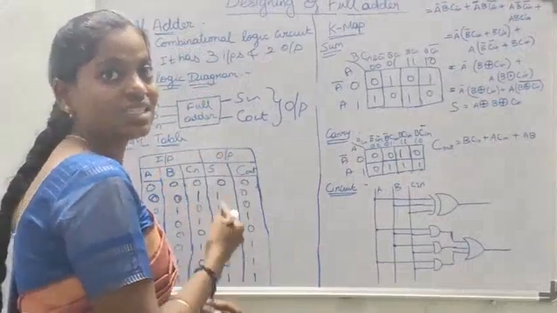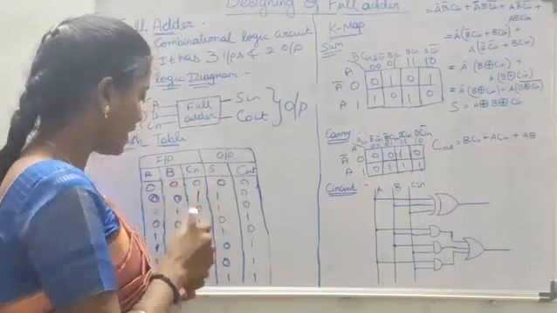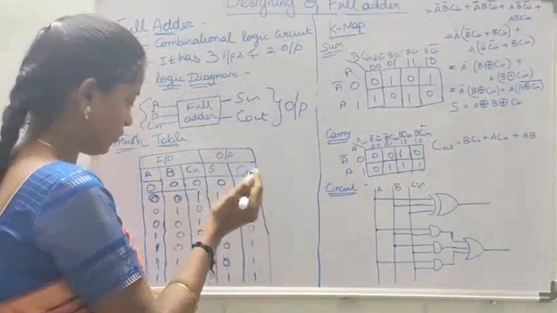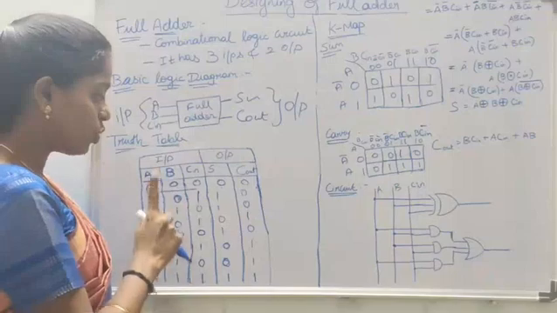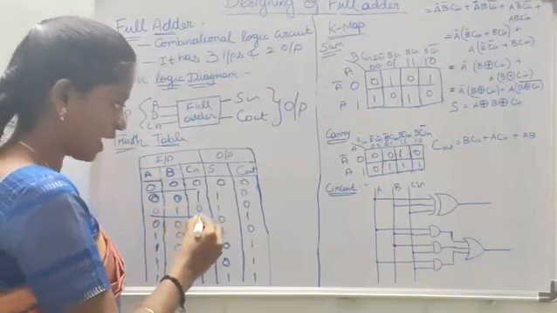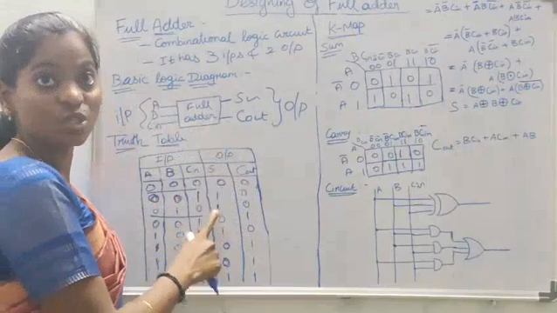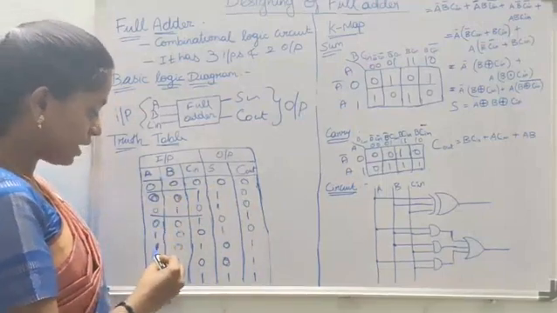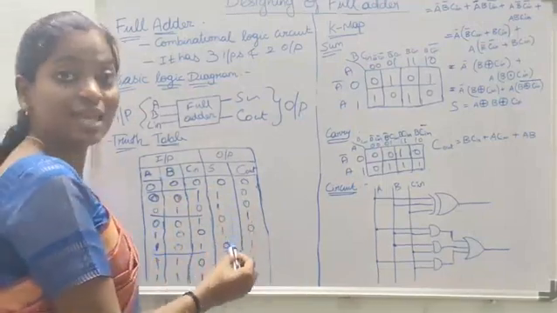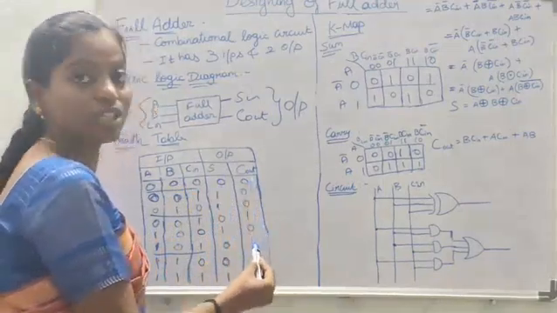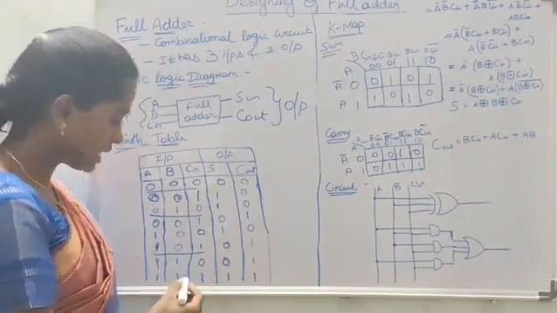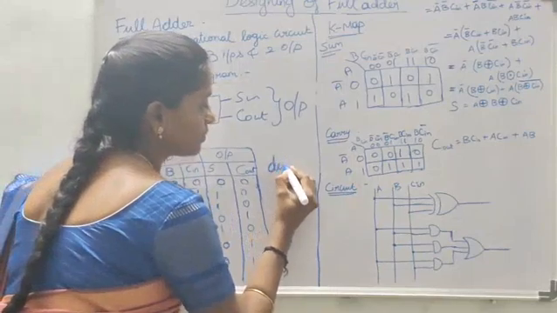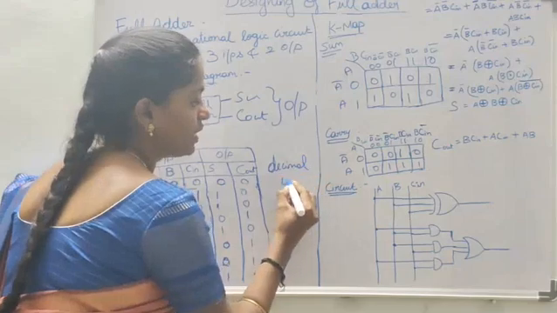Let us understand this truth table. When all three inputs are 0, sum and carry outputs are 0. When any one input is 1, then sum is 1 and carry out is 0. When any two inputs are 1, then sum is 0 and carry out is 1. When all three inputs are 1, the decimal total is 3.